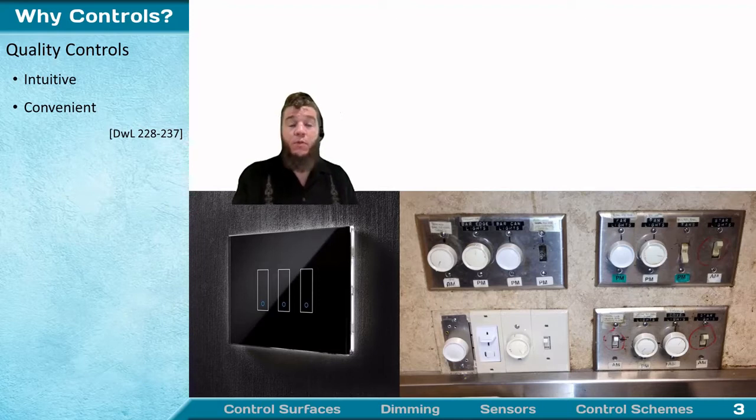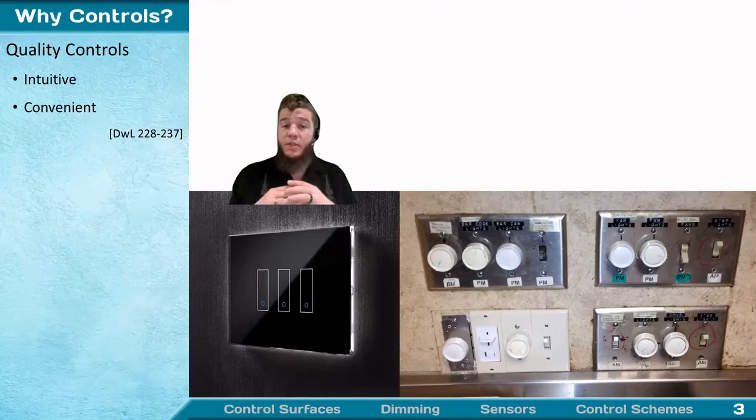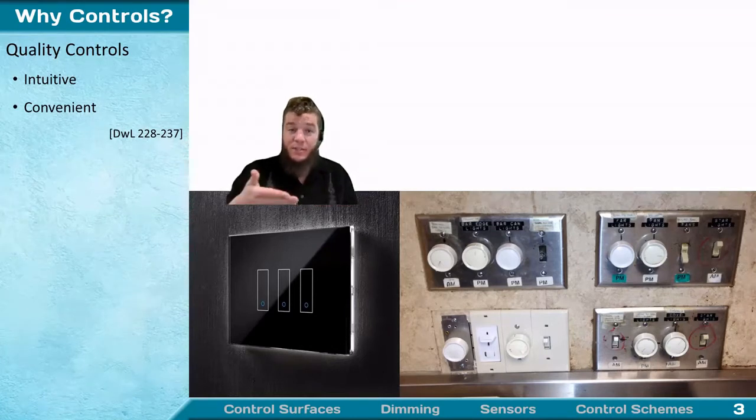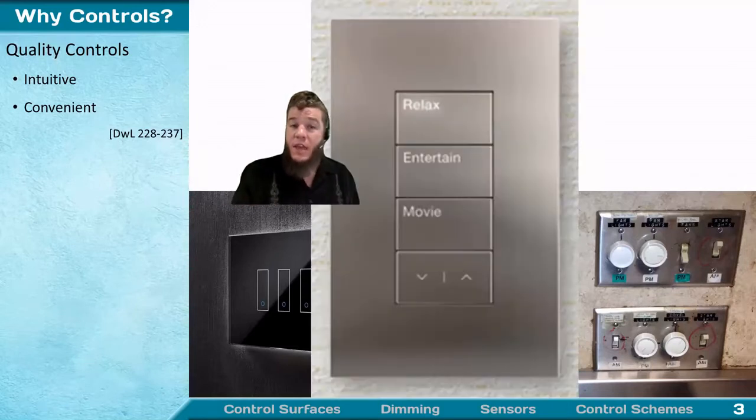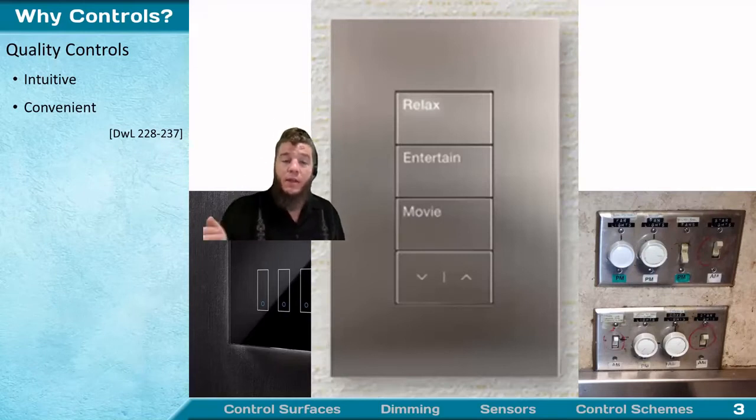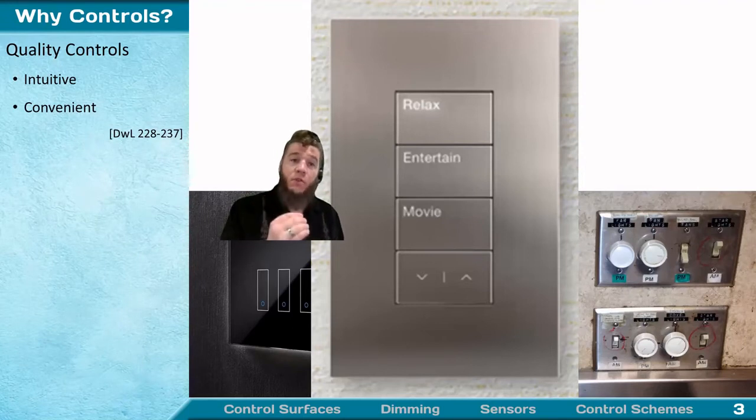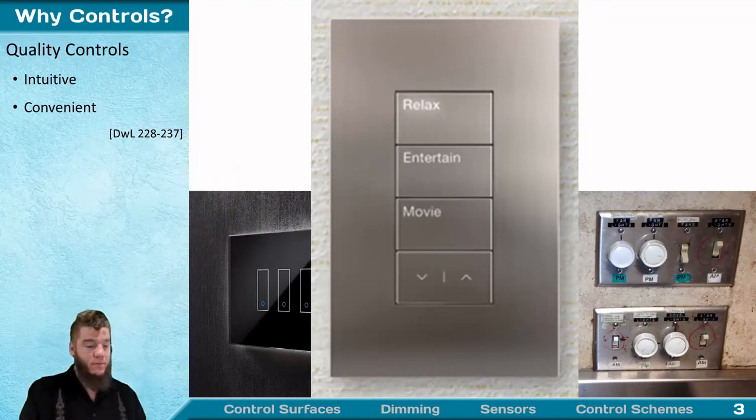Now, you can go too far the other direction, though. And you can have a control surface like this, which is elegant and beautiful. However, it's not intuitive. What is this control system doing? Is it even controlling lights? Because honestly, looking at this surface, I don't really know. So let's take this forward and consider controls that meet the criteria of being both intuitive and convenient for the occupants of your spaces.